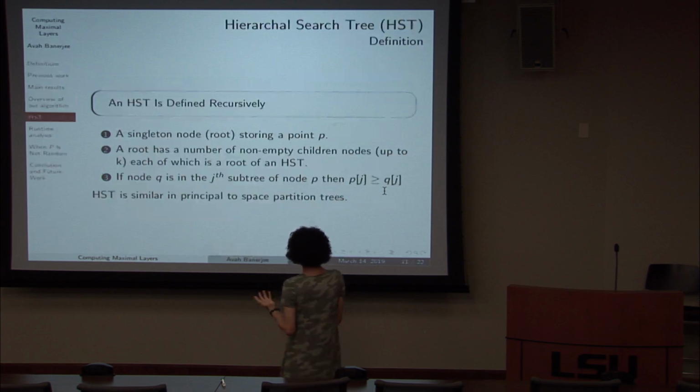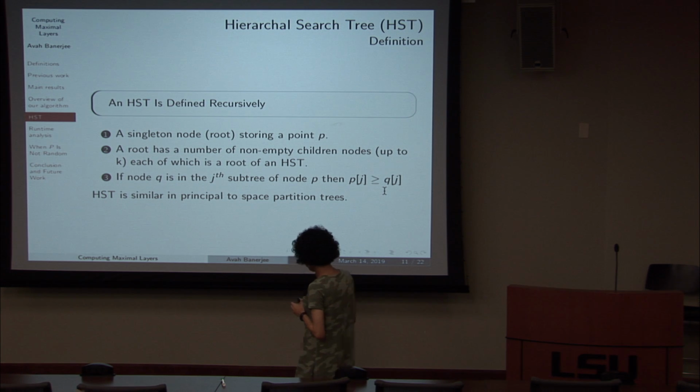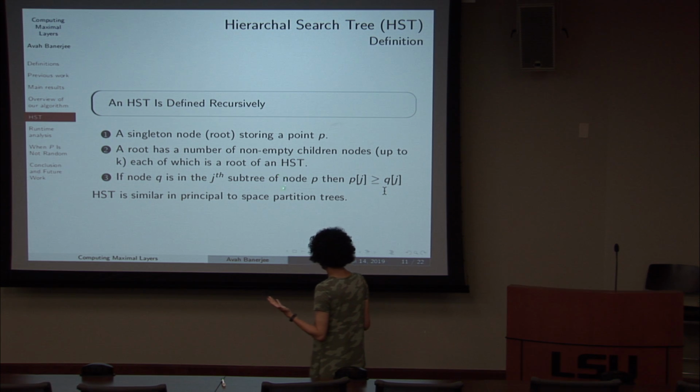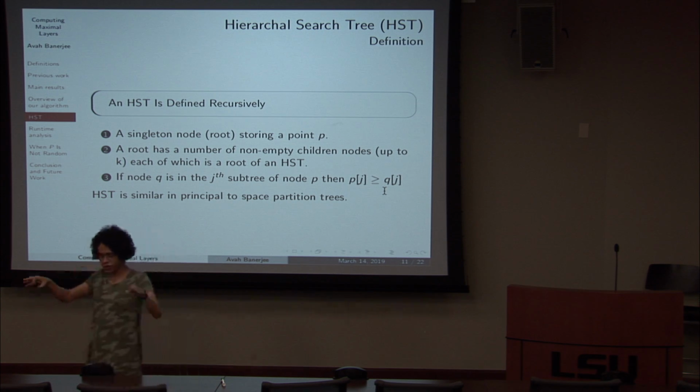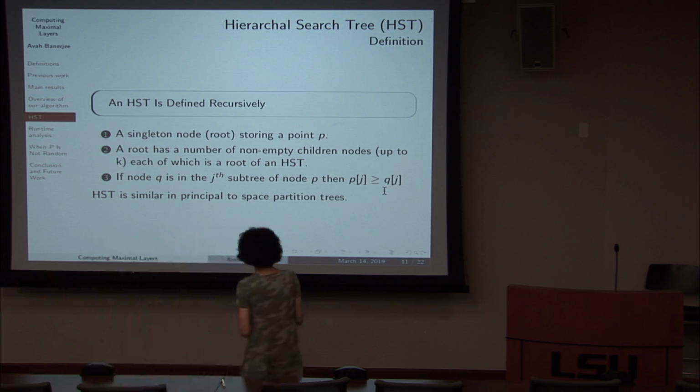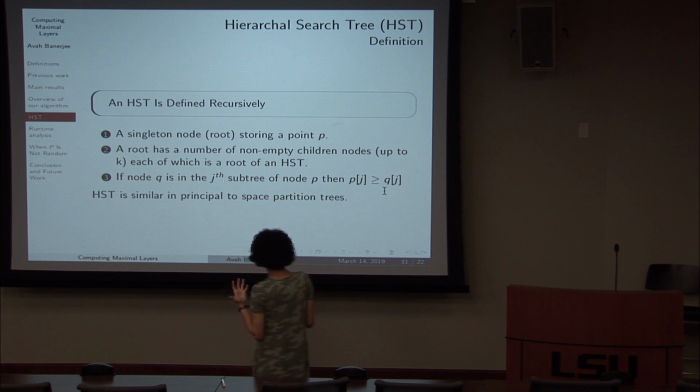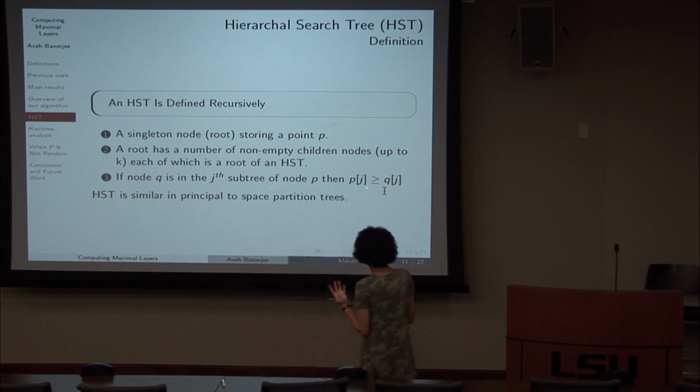HST is defined recursively because it's a tree. It could be a singleton node. Our root has a number of non-empty children nodes, each of which is the root of an HST. And instead of a binary tree, the arity of the tree, the number of children, is k, the number of dimensions. If node Q is in the jth subtree of node P, then in that dimension, P will dominate Q.